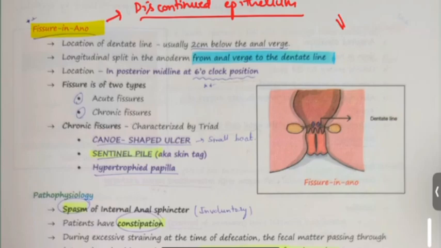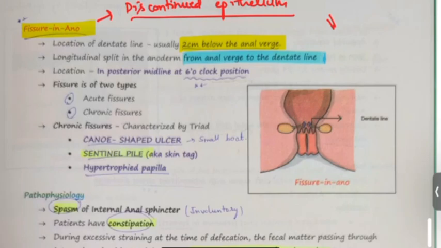So usually, what is the location of the dentate line? It is 2 centimeter from, below the anal verge. Okay, so longitudinal split in the anoderm, that is from the anal verge to the dentate line, that is called fissure in ano. So suppose this is the dentate line, and then this is the anal verge, that is 2 centimeter, and then there is a longitudinal split. It is nothing but a cut like this, longitudinal cut, that is called fissure in ano.